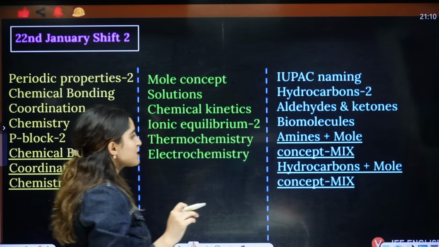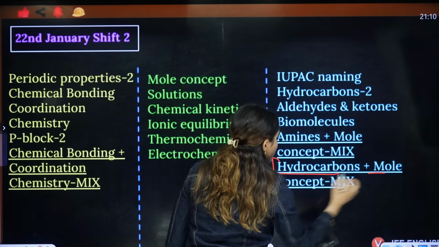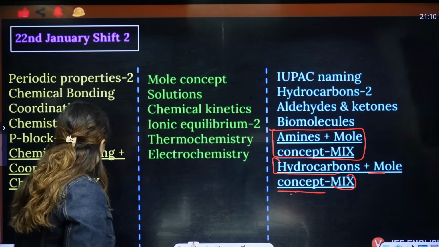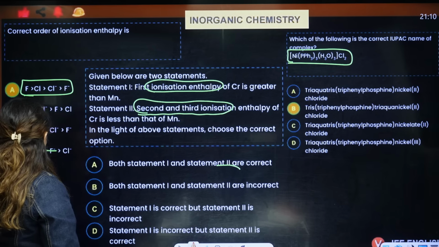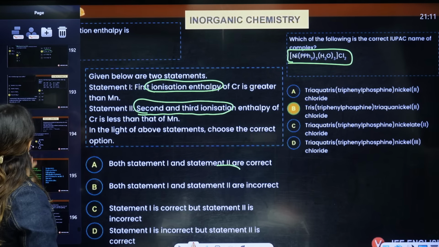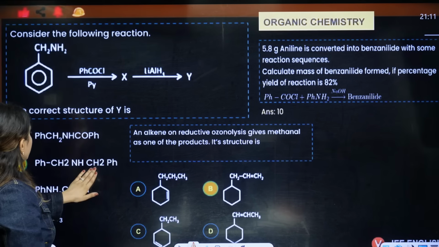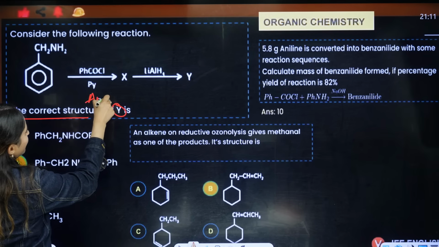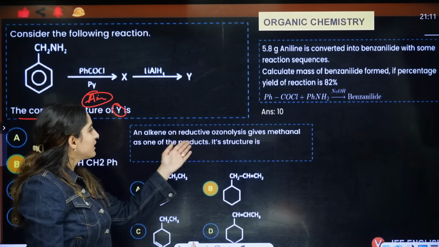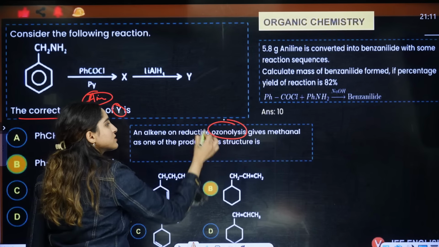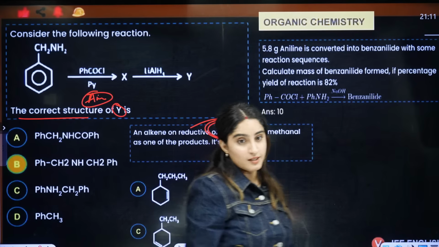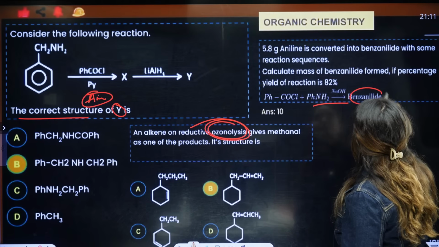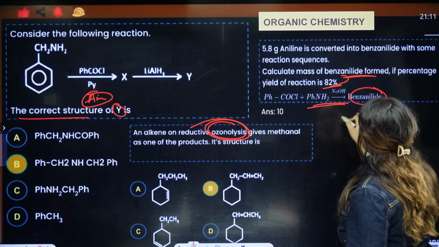Now if you see, questions on hydrocarbon plus mole concept mix, amines plus mole concept mix. Specific questions they have asked you here. Let's see how. If you talk about organic chemistry here, they have asked a question on the correct structure of Y. This is again from amines. You can see this here. Many times I write it. Reductive ozonolysis. I told you ozonolysis is a very favorite these days. Hoffmann bromamide, ozonolysis, right?